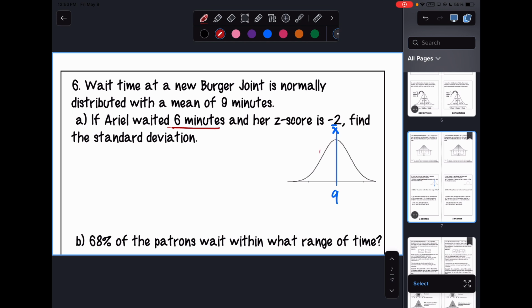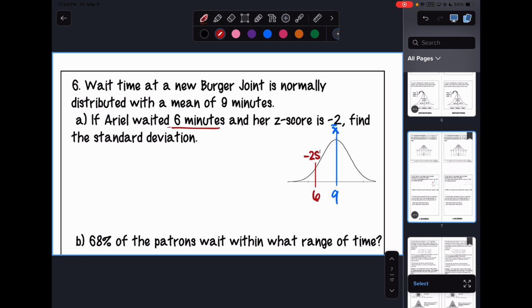So here's 9 minutes, okay? You know what? 6 minutes is to the right or to the left of 9? To the left. That means Ariel waited less than the average time. Does that make sense? Okay. So if Ariel waited only 6 minutes and her z-score is -2, we need to find the standard deviation.